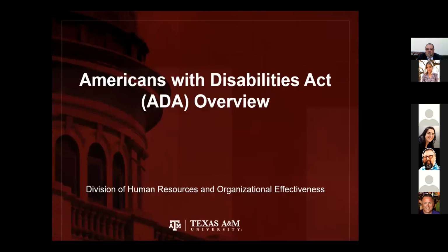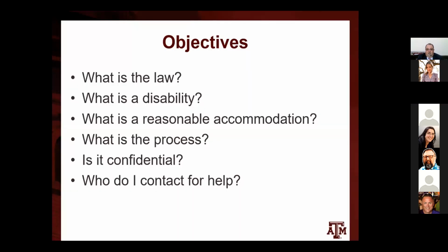With that, I'm going to start on an overview of the ADA. Different things we're going to cover today: what is the law? What is considered a disability? What is a reasonable accommodation? How does the process work? Is it a confidential process? And who do I contact if I need help with anything related to the ADA?